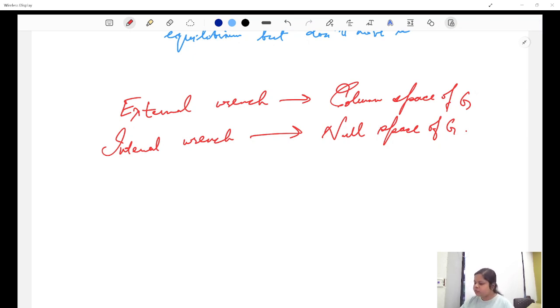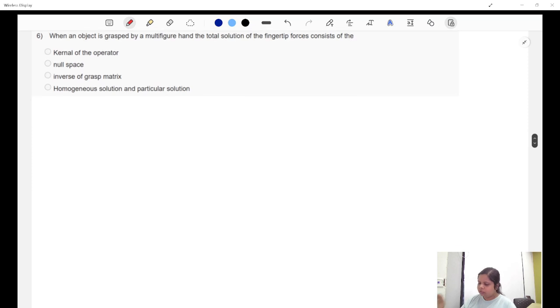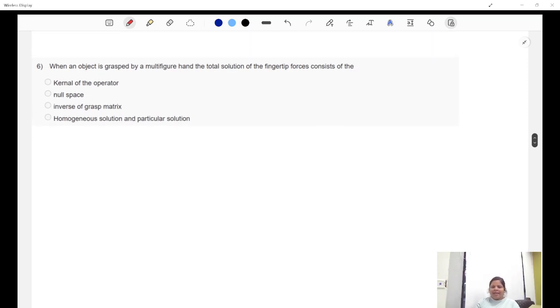If it is clear, then let's move to the next question. When an object is grasped by a multi-finger hand, the total solution of fingertip forces consists of what? Kernel of the operator, null space, inverse of grasp matrix, homogeneous solution, and particular solution.